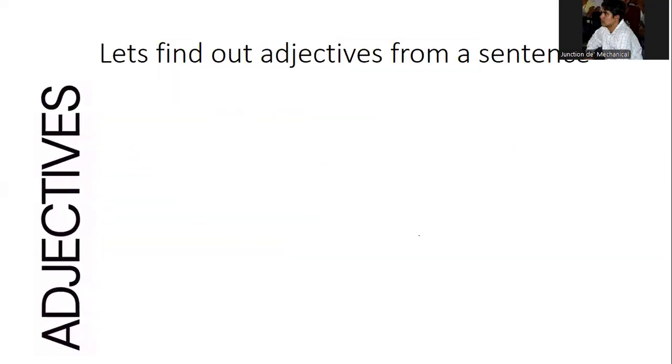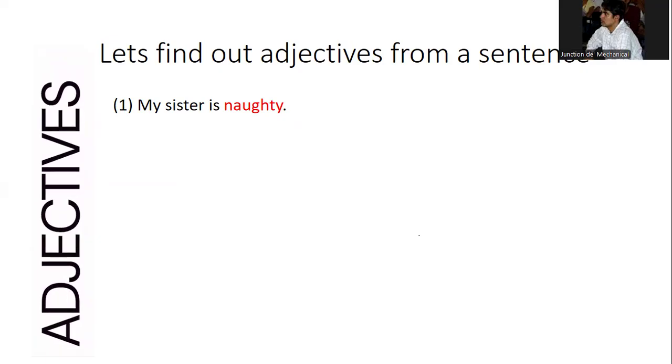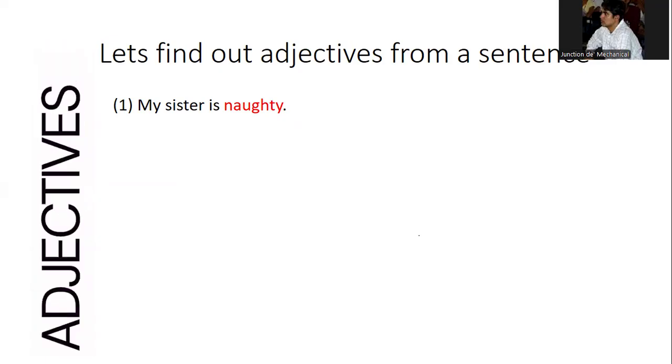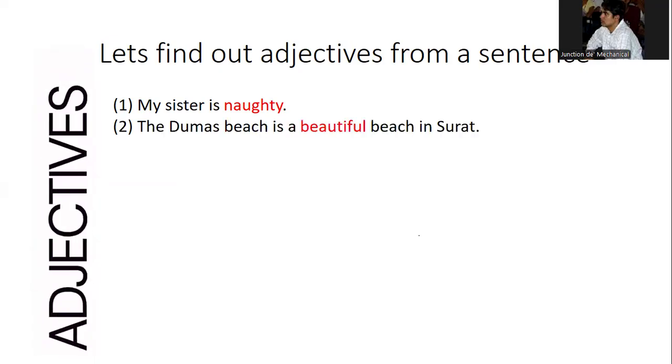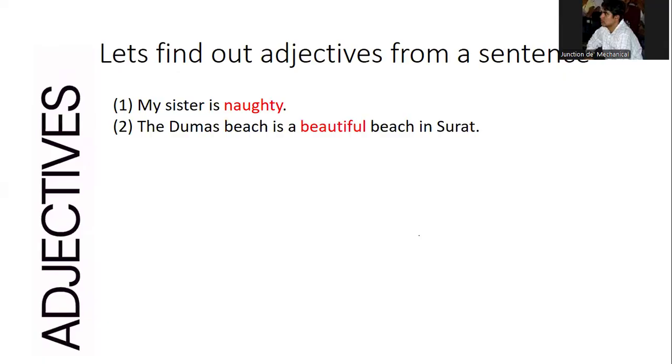So let us find out adjectives from sentences. Let us do some exercises. My sister is naughty. Now, sister is a noun, but how is she, my sister? She is naughty. The Dumas Beach is a beautiful beach in Surat.